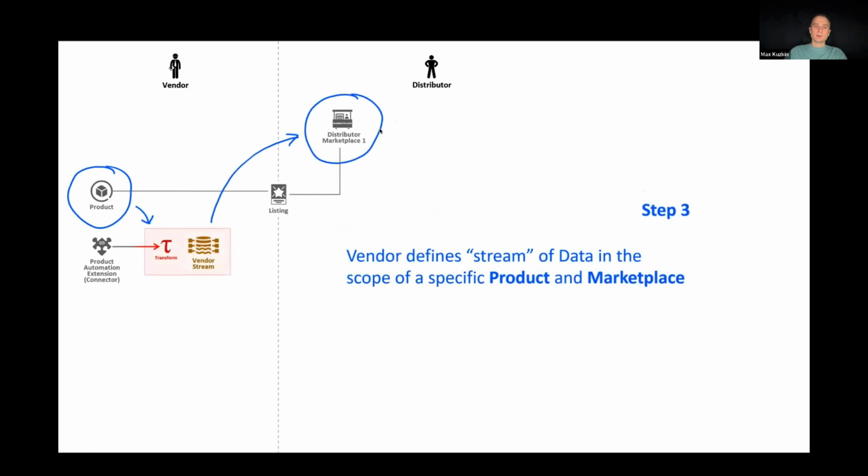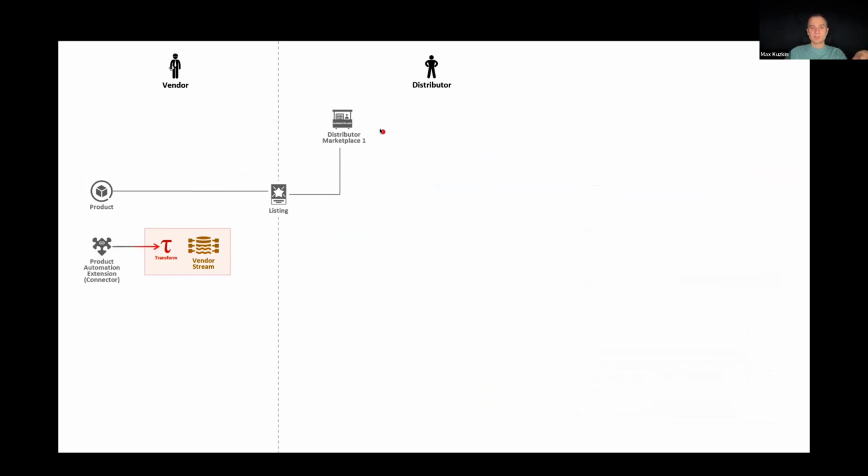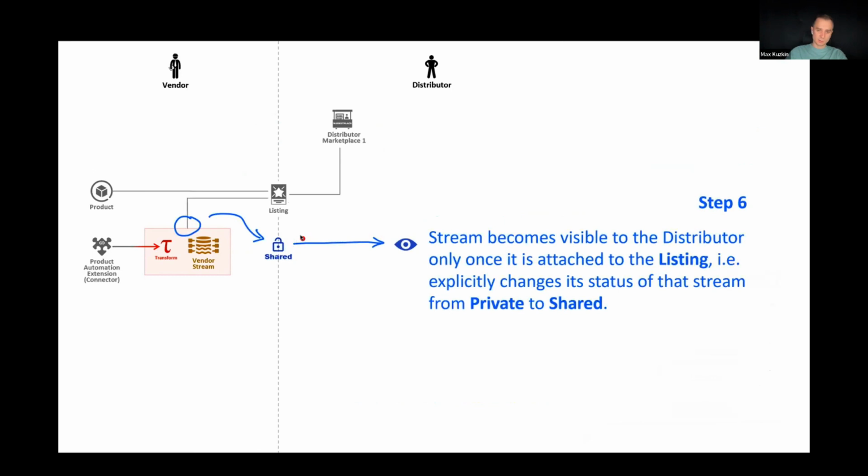Then vendors create data streams, and they create them in the scope of the specific marketplace and product. And then they can make those streams visible to distributors. By default, they are not, but they can actually go and make those streams visible to distributors. Once they're visible, distributors can see this data in their account, in the user interface, and work with it.